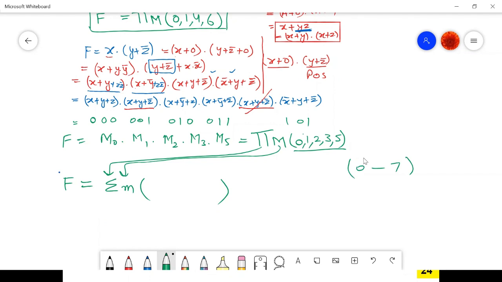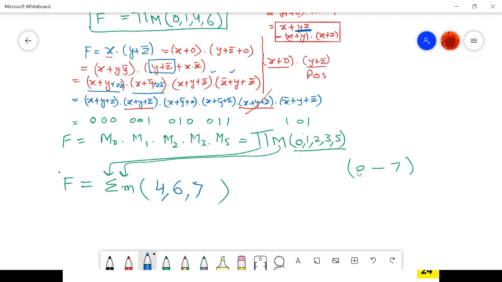Correct? So you need to check what is missing there. Yes, Zainab, correct. So what is missing there, girls? 0 is there. Okay. Then 1 is there, 2 is there, 3 is there. So 4 will be coming here. 5 is there, 6 will be coming here. 7 will be here. So these are the min terms basically.